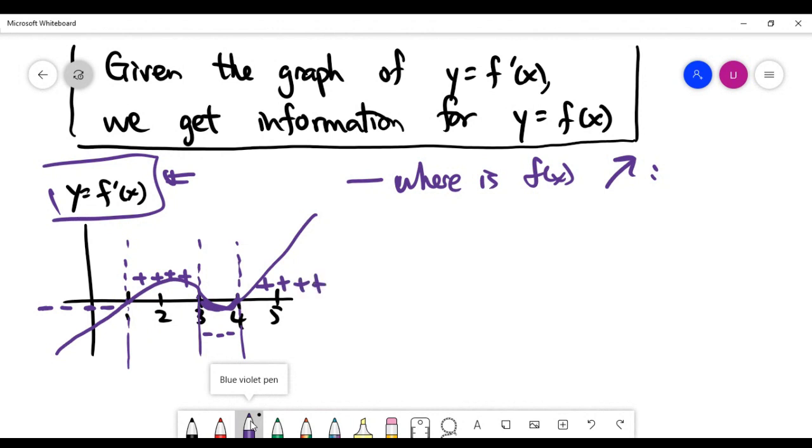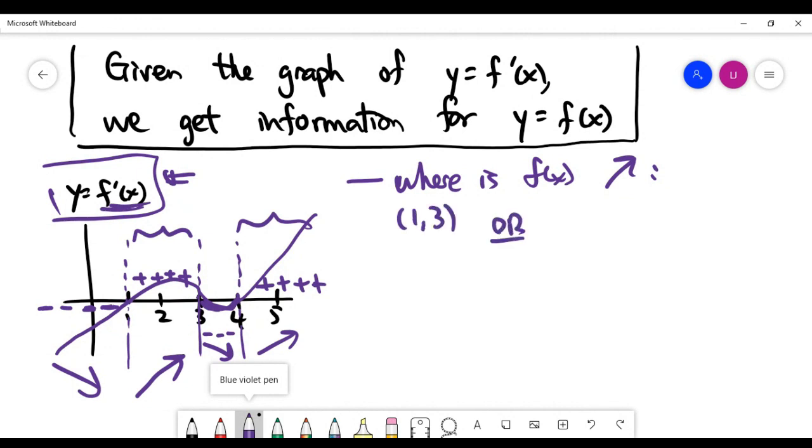So I hope it gives you some hints on all the things that you want to get for the original graph of y equals f of x. For example, negative f prime means it's decreasing, and positive means increasing, then decrease, then increase. So for the current problem, where is f increasing? I think f is increasing for the second interval, which is from 1 to 3, or all the points after 4, you see?